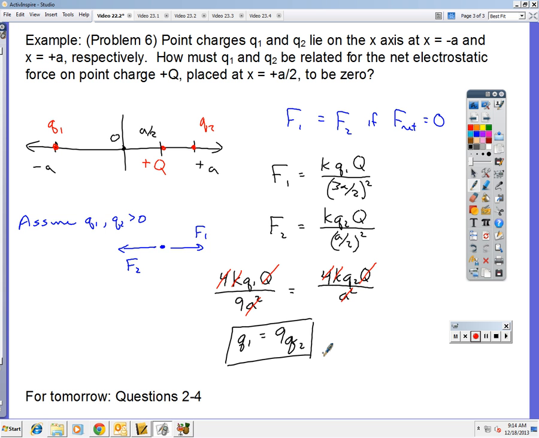Tomorrow I'm going to check questions 2 through 4, and we're going to get started with electric field next.